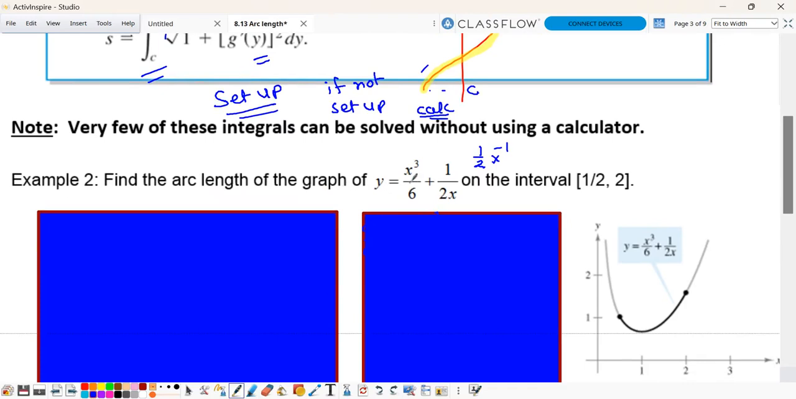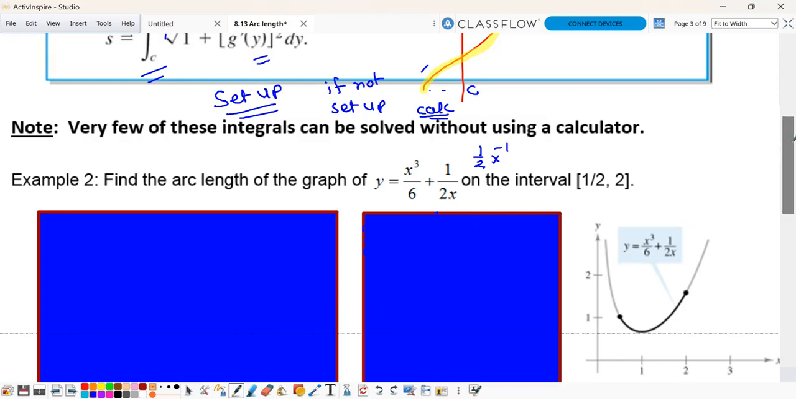Arc length of this graph y equals x cubed over 6 plus 1 over 2x. Now let's rewrite this 1 over 2x as 1 half x to the negative 1. And the interval is 1 half to 2. Now know that this function does not exist at x equals 0. We can see there is a vertical asymptote, but 0 is not involved.